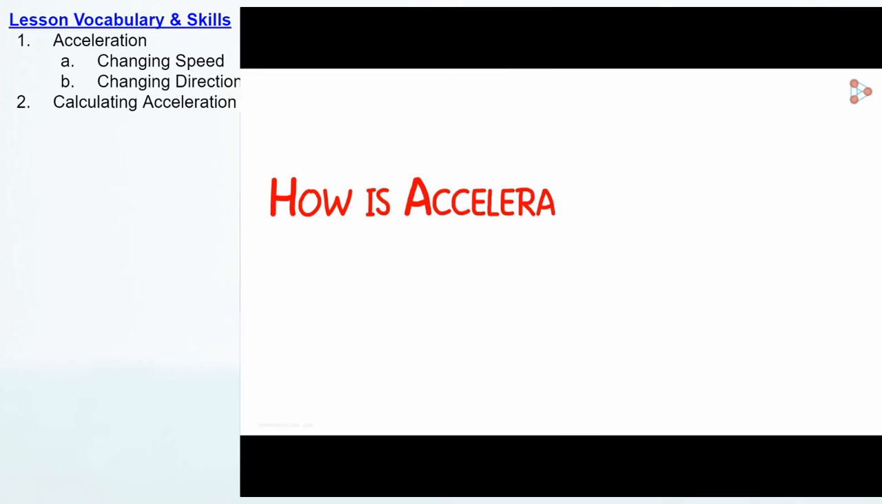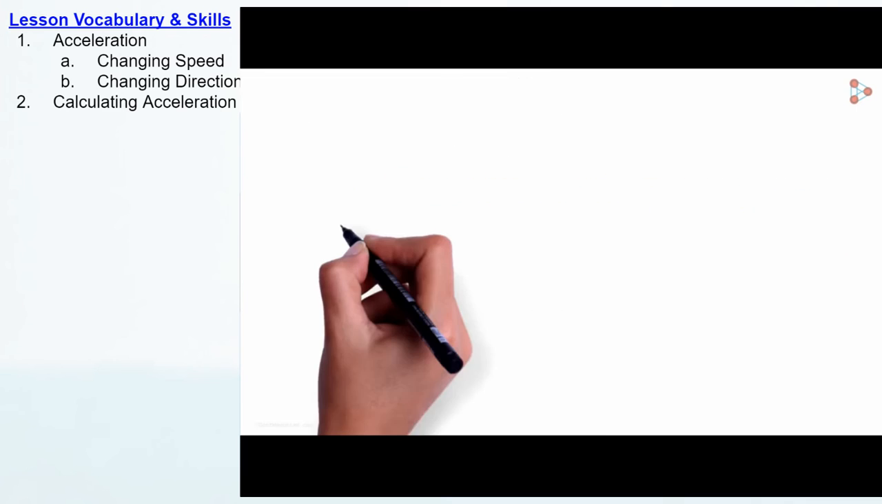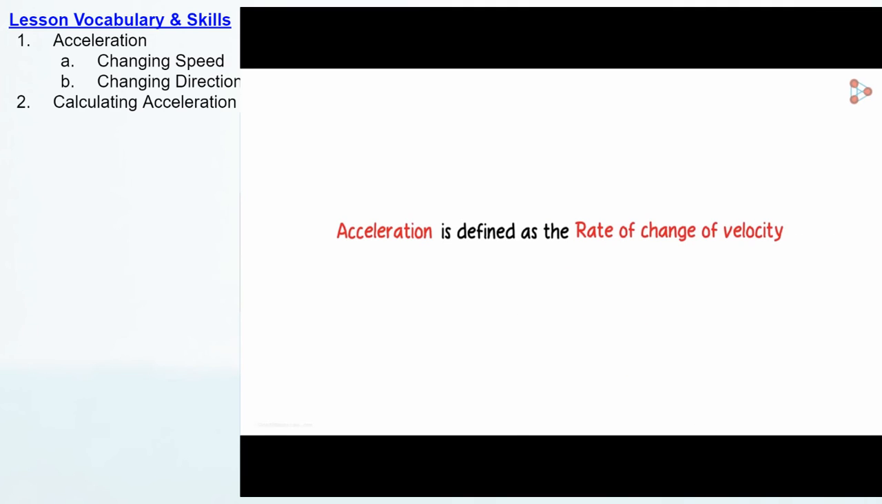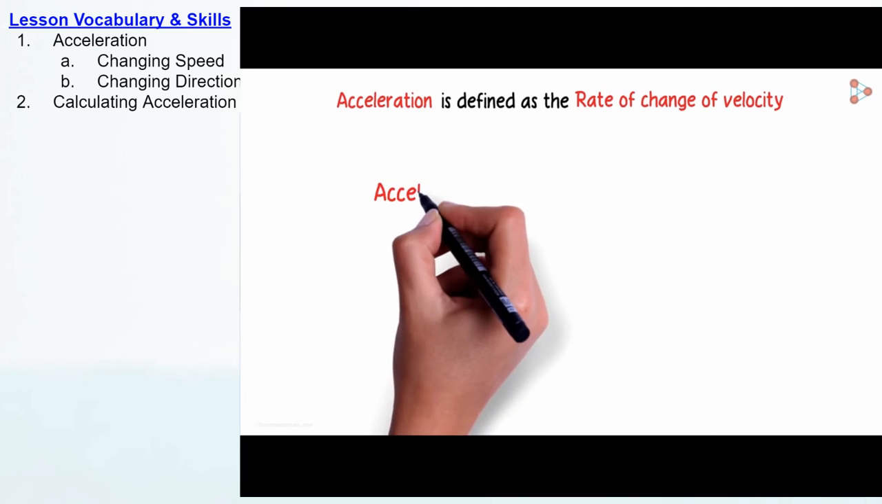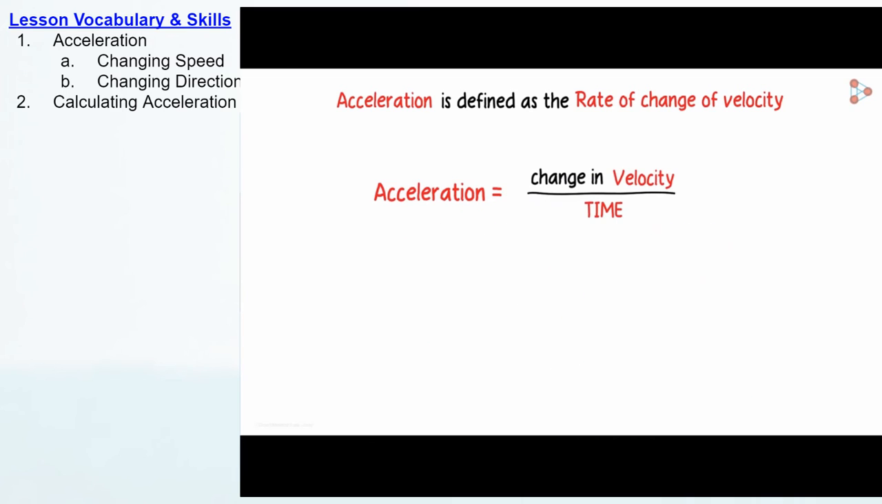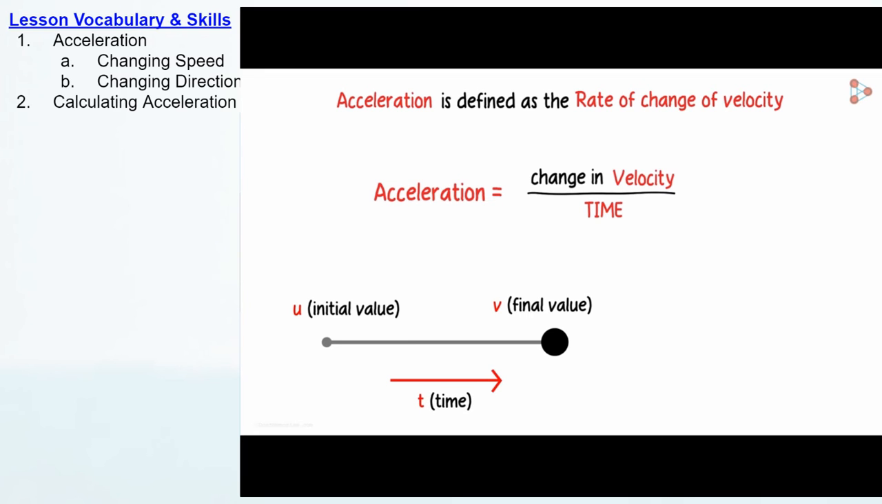But how is acceleration calculated? Acceleration is defined as the rate of change of velocity. In terms of a formula, acceleration can be written as change in velocity over the time taken. If the velocity of an object changes from an initial value of u to the final value of v in time t, then the acceleration a can be written as v minus u over t.